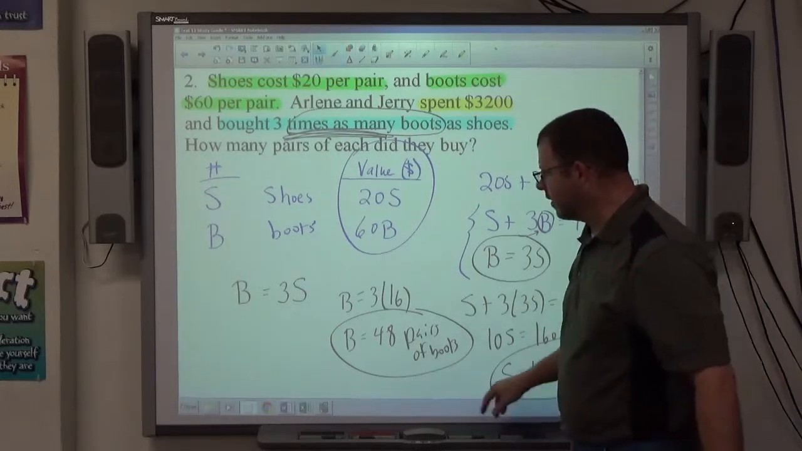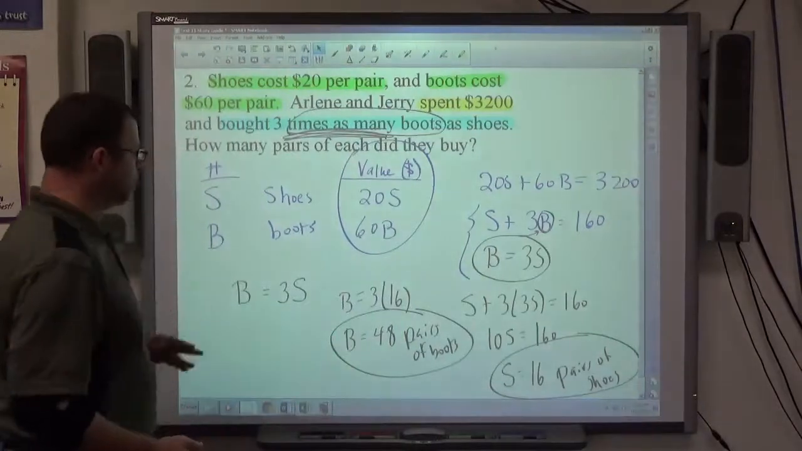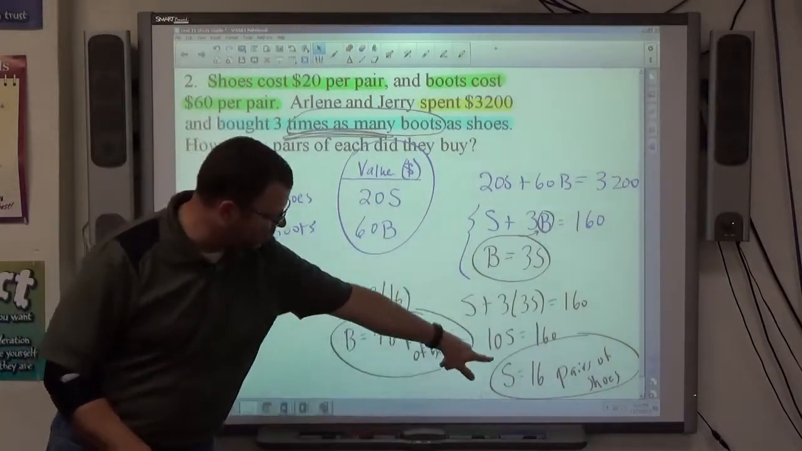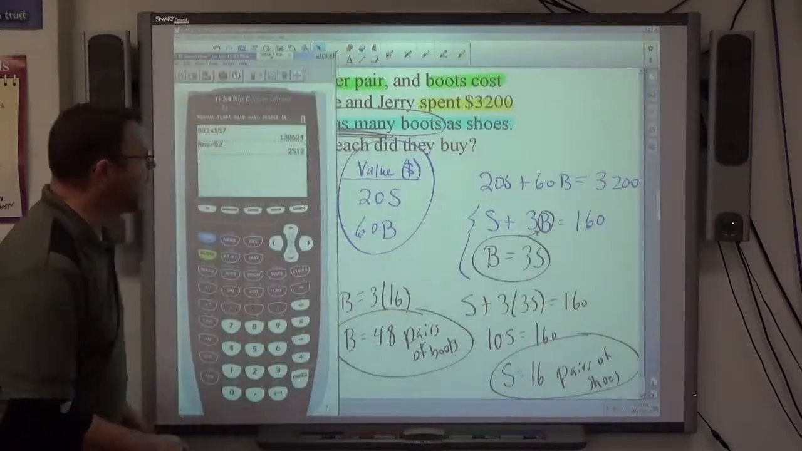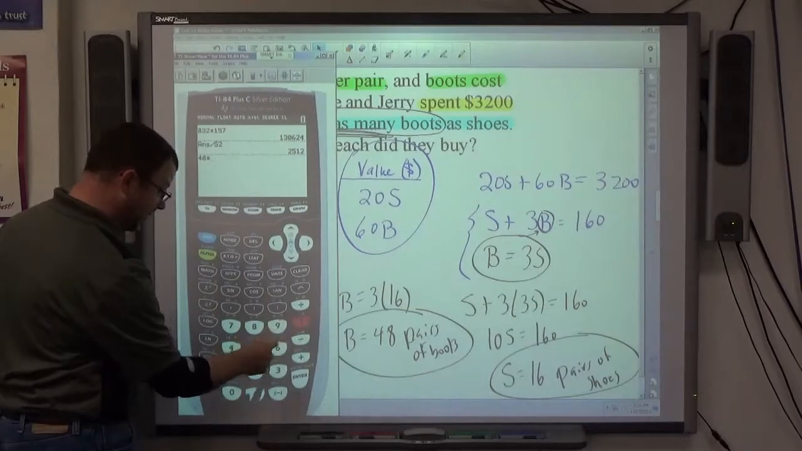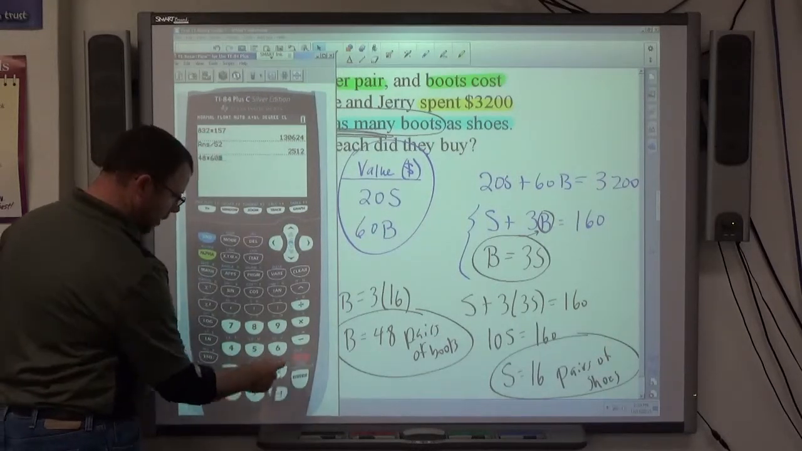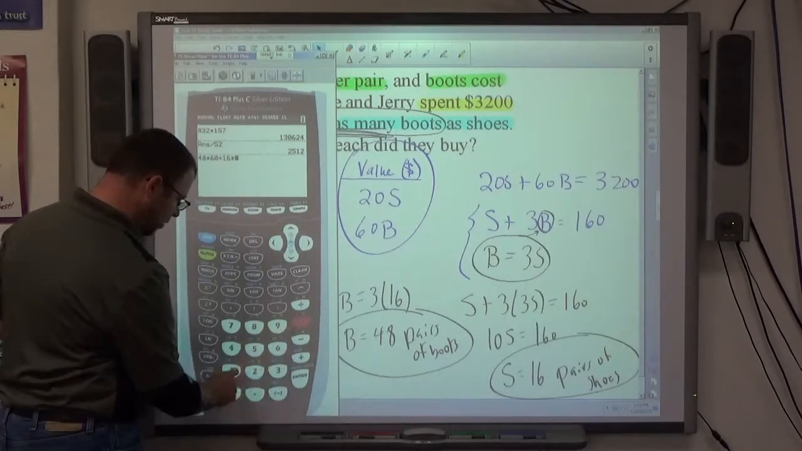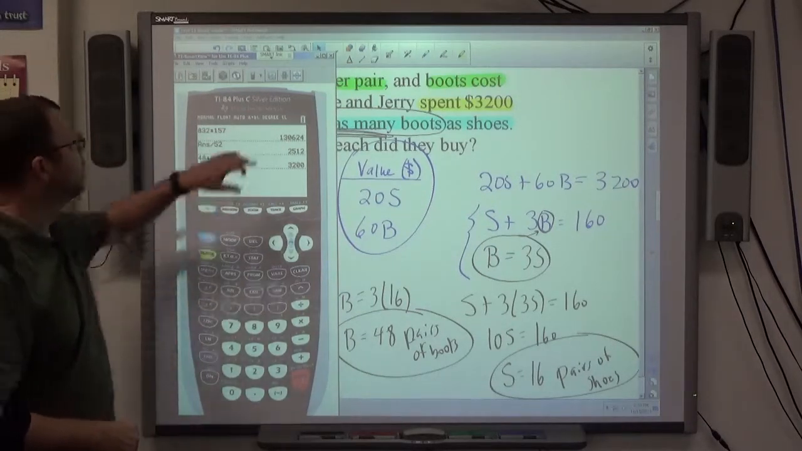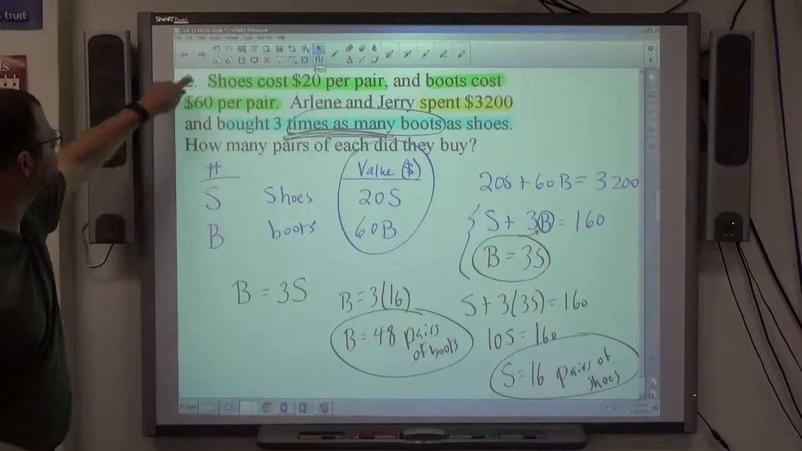These are easily checked if we want to verify. Two things are supposed to be true. We're supposed to have 3 times as many boots as shoes, which we can see 48 is 3 times as many as 16. The other fact is we're supposed to have spent $3,200, so we take 48 times 60, which is how much boots are worth, plus 16 times 20, that's how much shoes are worth, and that comes out to $3,200, the total amount of money spent. That verifies that our answer is correct.